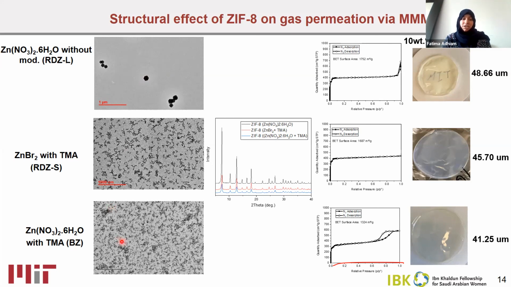However, the addition of the same modulator, triethylamine, with zinc nitrate, which is a highly reactive zinc source, results in a branched material. That's why I prefer to compare the large particle single crystals, the smaller particle single crystals of rhombic dodecahedral, and the branched material in terms of gas permeability and selectivity.